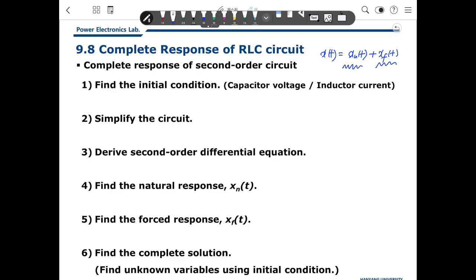So in chapter 9.8 we get a complete response of RLC circuit from this point of view. To obtain the complete response of a second order circuit, I summarize some steps to get it.